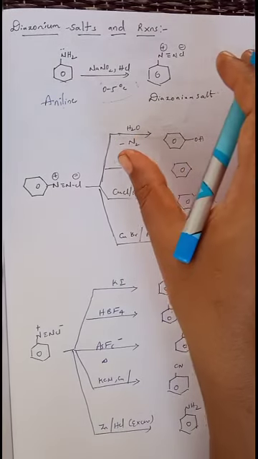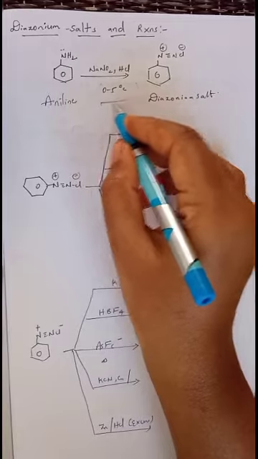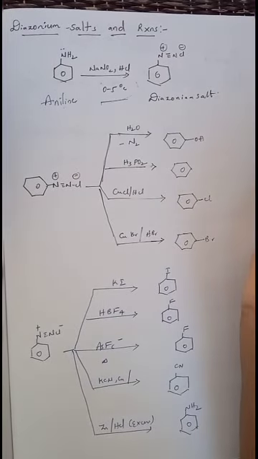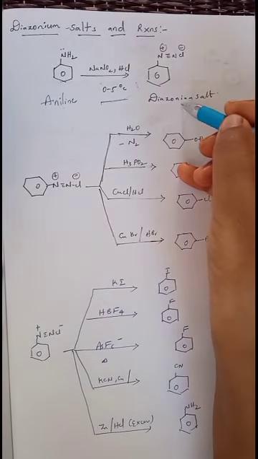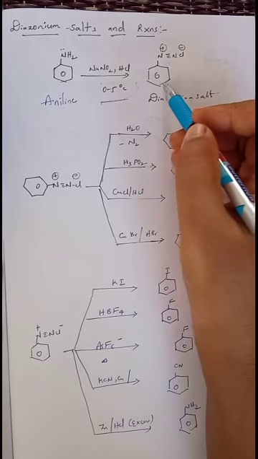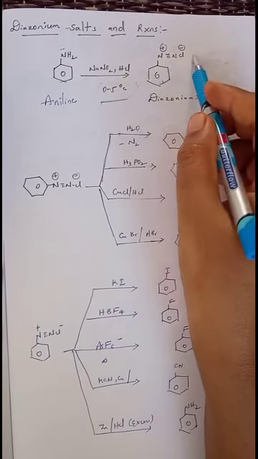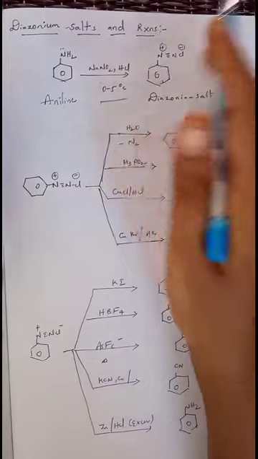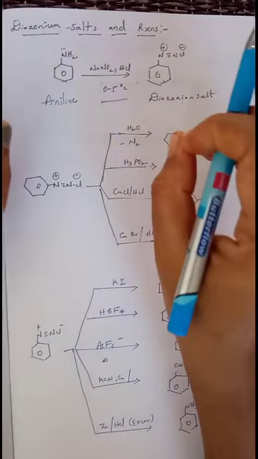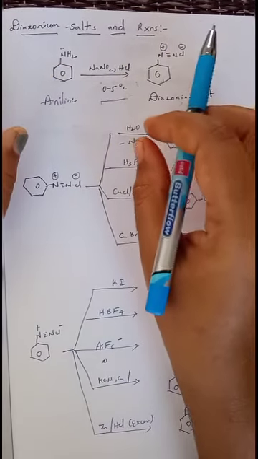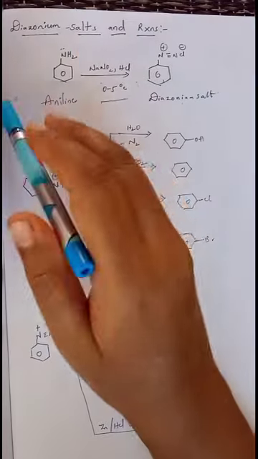To stabilize this diazonium salt, we have to maintain this temperature in a cold bath. Then we will finally get the diazonium salt, that is C6H5N2Cl. This is called diazonium salt. In this way we can prepare this diazonium salt. This is the only method to prepare diazonium salt from the aniline.